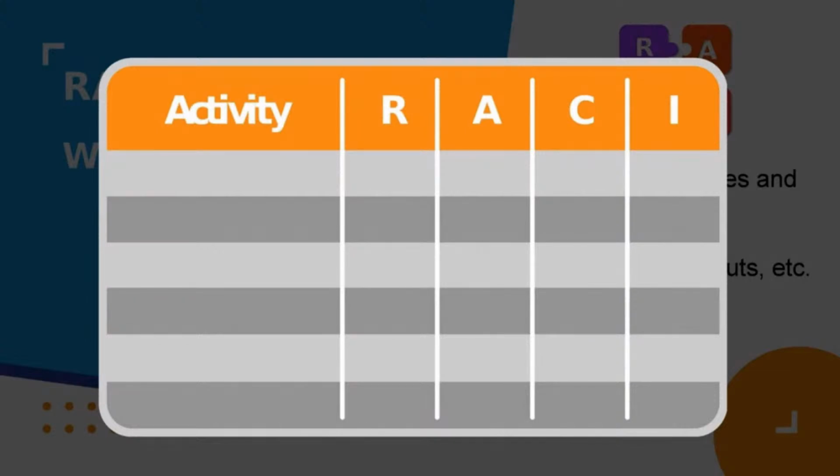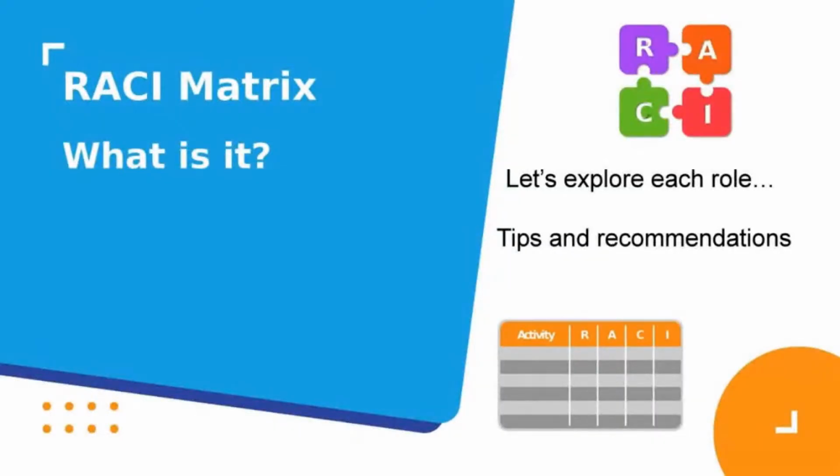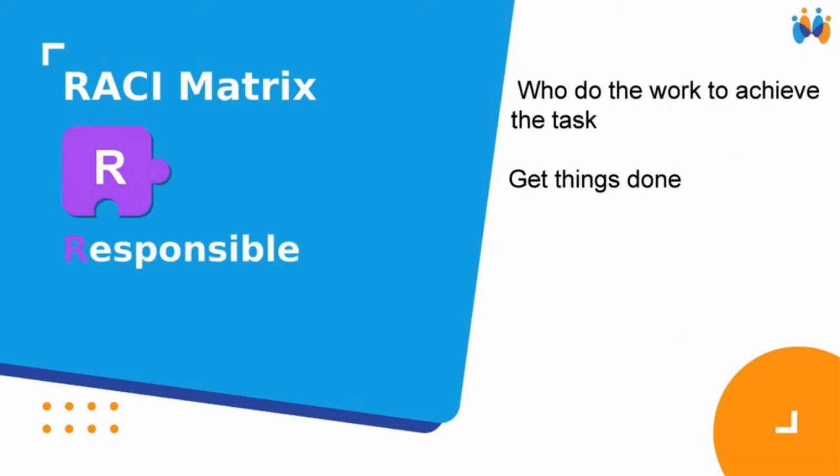The RACI chart is actually just a matrix that has on the left side all the activities or all the tasks, and each letter, the R, A, C, and I, has a different role and a different participation on that specific task. Let's explore each role, and as we explore those roles, we will also be sharing tips and recommendations for that specific letter or specific role. Let's start with the R, the responsible.